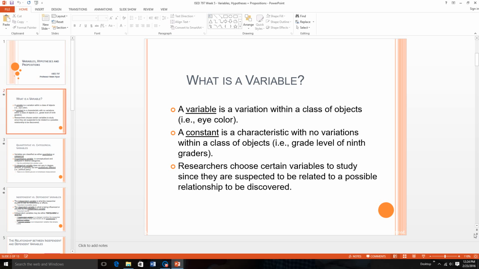A constant is a characteristic that doesn't vary within a group of objects. A constant for you in this class would be that you're all graduate students. And researchers choose specific variables to study when they think that there could be a relationship that they want to explore between or among them.